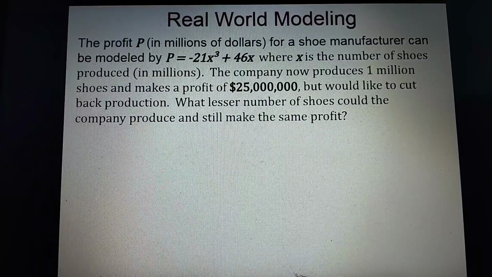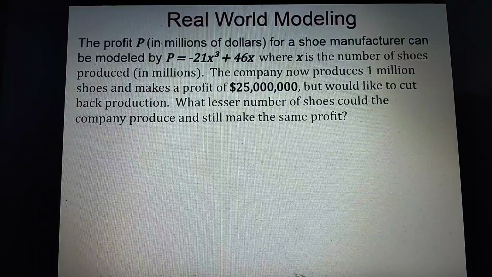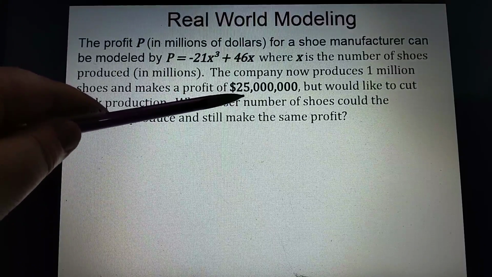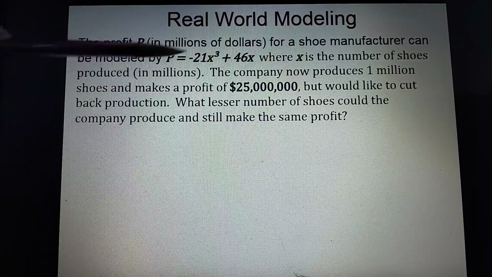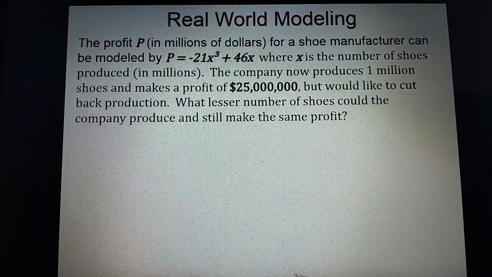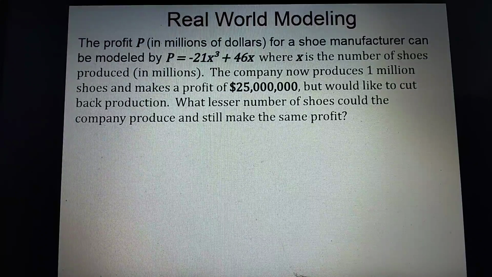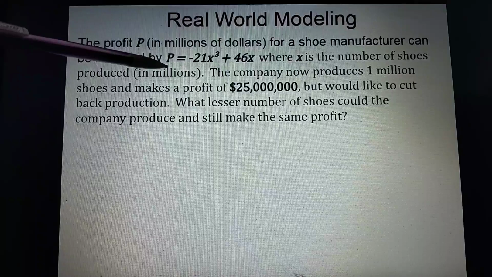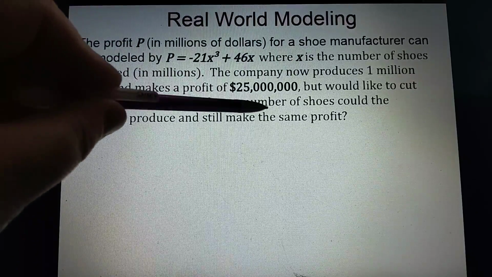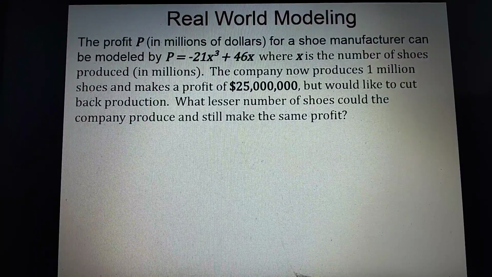First of all, because it says in millions of dollars, that means we get to use everything as just numbers. So this 25 million is actually just 25. When it says they produce 1 million, we're just going to use the 1. Now there's a way that we're going to do this. You're always going to take this profit equation that they give you, and plug in the profit, which is the 25 million. Remember, instead of plugging in 25 with all those zeros, we're only going to plug in 25.